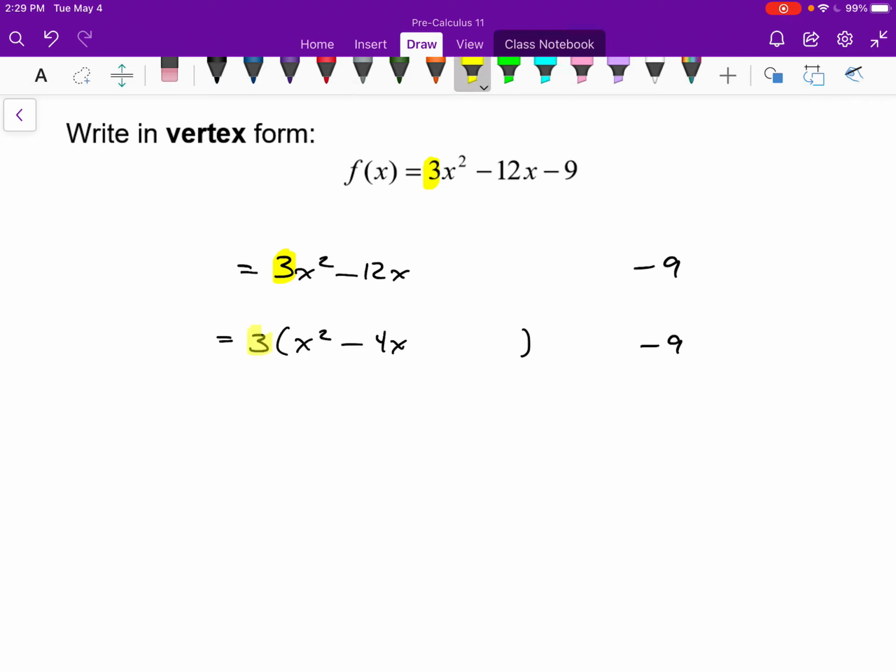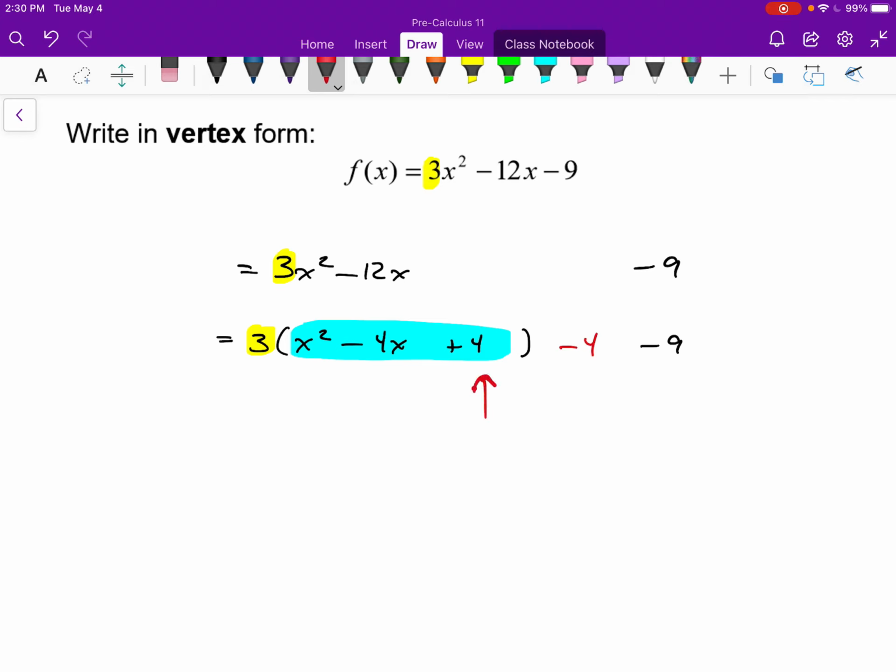Because now, again, I know that 3 is my vertical stretch by a scale factor of 3. I want to create a perfect square right here inside these brackets. So again, what's going to go here to make it a perfect square? I take negative 4, I chop it in half, I get negative 2, I square it, again I get positive 4. Okay, and now I got to be really careful. I got to balance this out. If I just write minus 4 here, that won't be enough.